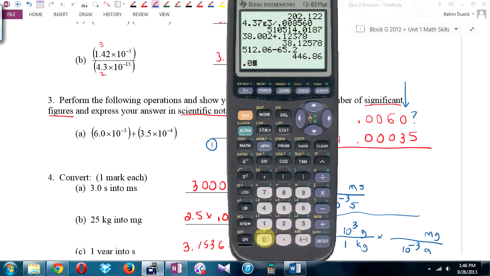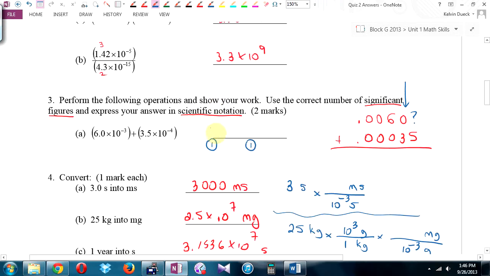It's going to be 0.0060 plus 0.00035 equals, and I'm rounding off to the 4th decimal place. So do you get 0.0064? So it's going to be 0.0064, although this did say scientific notation. So it's going to be 6.4, that gets you 1 mark, times 10 to the -3? Yes.